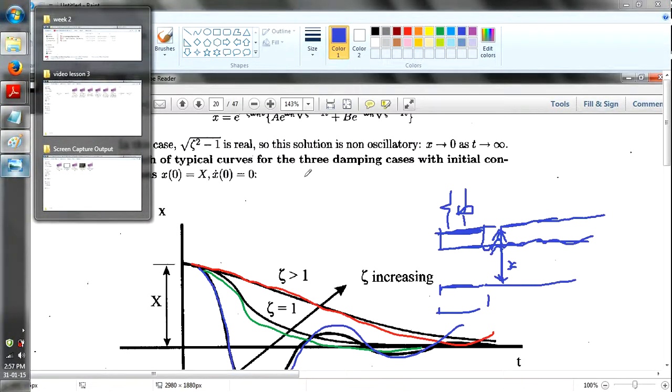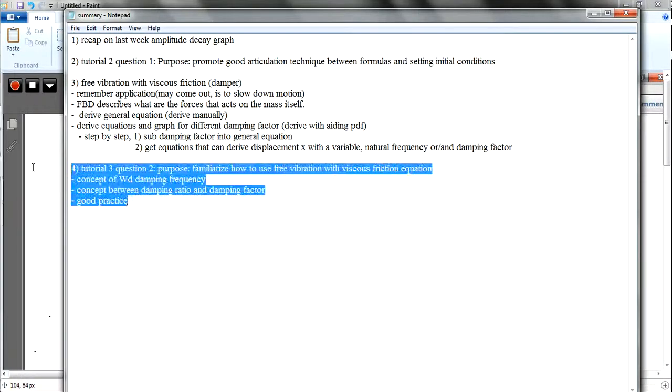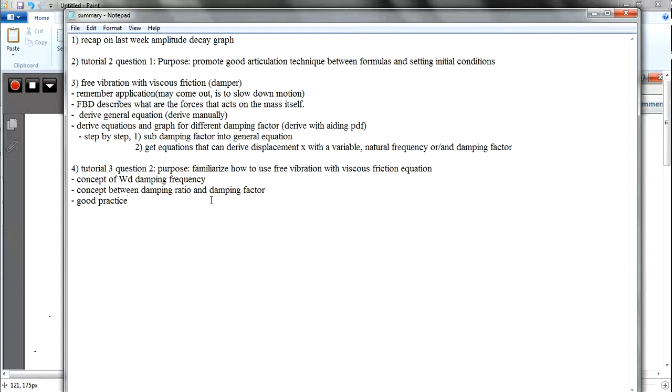So I hope I make things clear, and I'll just set off with tutorial 3 question 2, and then we are done. So yeah.